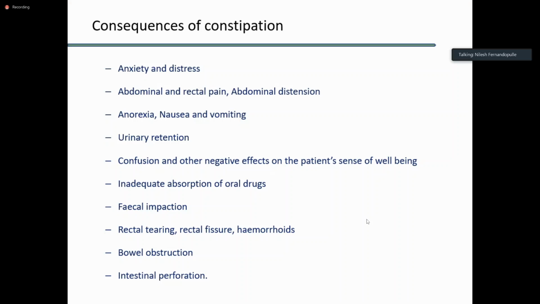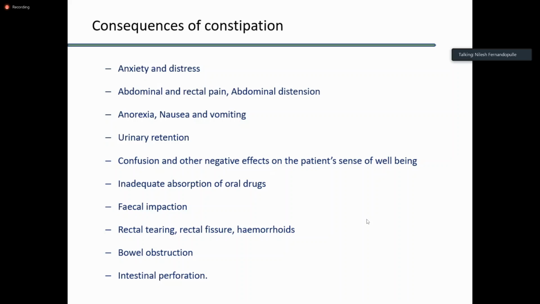Like I told you, nausea, vomiting, anorexia might be just due to constipation. So a patient might say, I don't have appetite. But if you ask them and they're constipated, treating the constipation might improve the appetite. So very simple things like that. Urine retention is a common thing due to constipation.